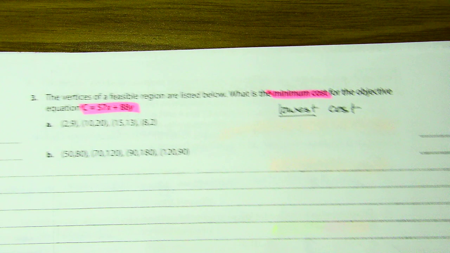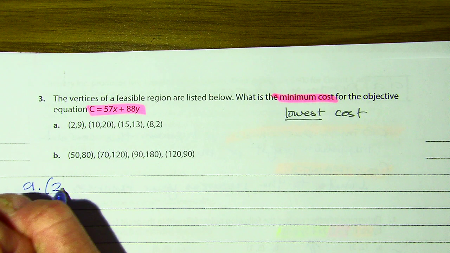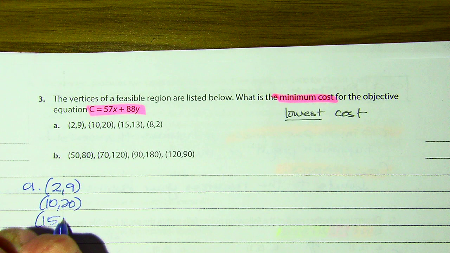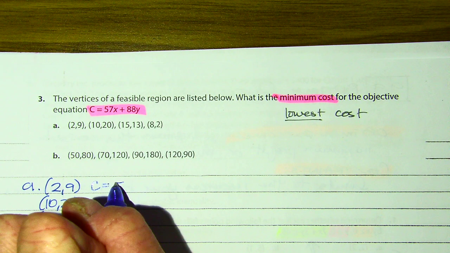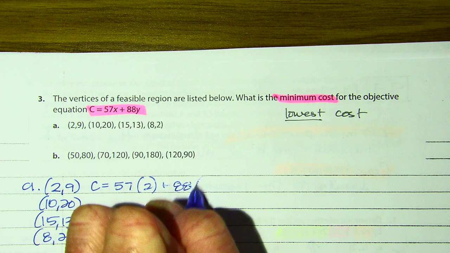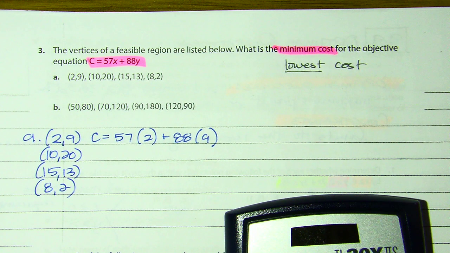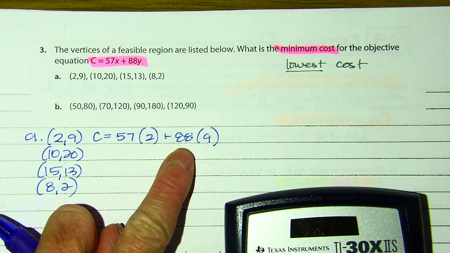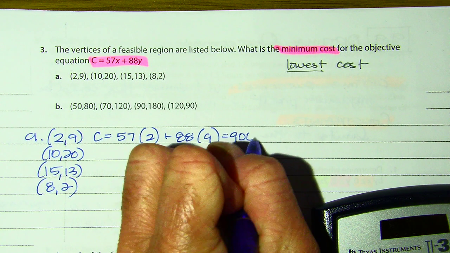So for part A, I'm plugging in 4 points: (2, 9), (10, 20), (15, 13), and (8, 2), and I'm plugging them into this equation, 57 times your x plus 88 times y. And so we're just going to take turns substituting each of these points in for x and y. So 57 times 2 plus 88 times 9, and I get a cost of 906.